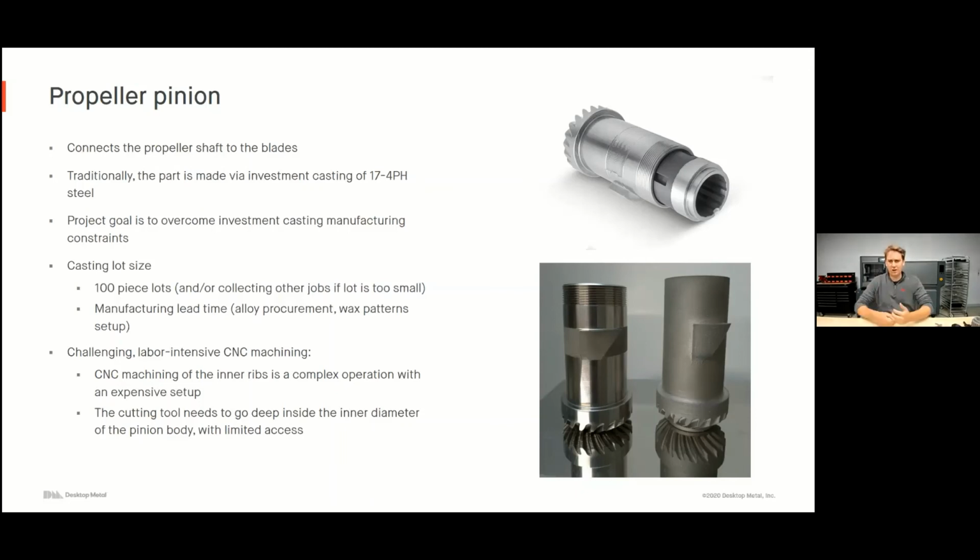On top of that, there's some quite challenging, labor-intensive CNC machining even after the parts come back. We have to machine the inner ribs, which is quite complex and expensive. The cutting tool also has to go deep down the inner diameter of this pinion body with limited access, which leads to a quite difficult and challenging machining operation.